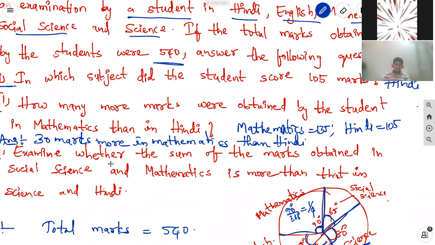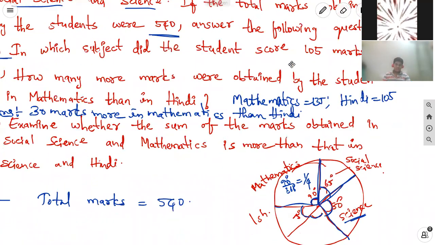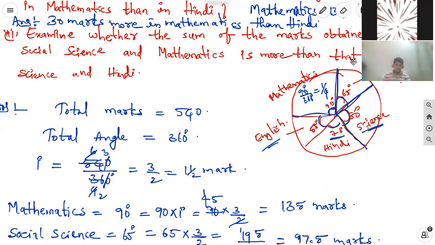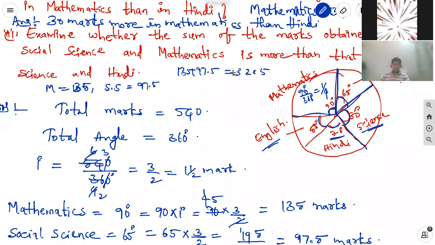Okay. Examine whether the sum of marks obtained in social science and mathematics is more than that in science and Hindi. Mathematics marks 135, social science marks 97.5. The sum is 135 plus 97.5, which is 232.5 in mathematics plus social science.